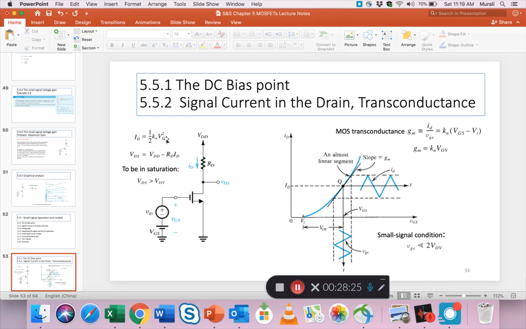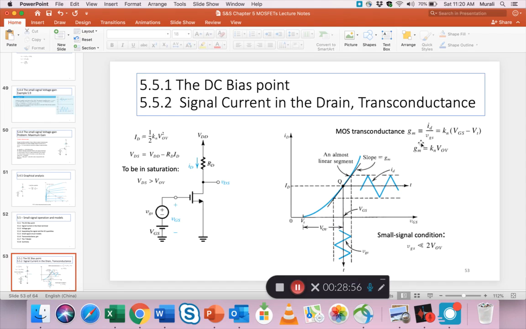the output here will be only current. So the input is a voltage, but the output is a current. So it's not a clean amplification, right? Ideally, you want the output and the input to be the same so that you can come up with a nice gain factor. But here what we'll come up with is something called transconductance, right? A conductance relates the input voltage to the output current. And so we have to learn about MOS transconductance.